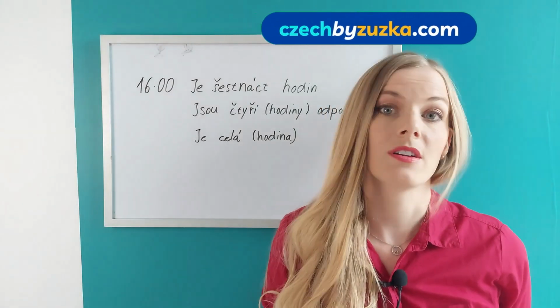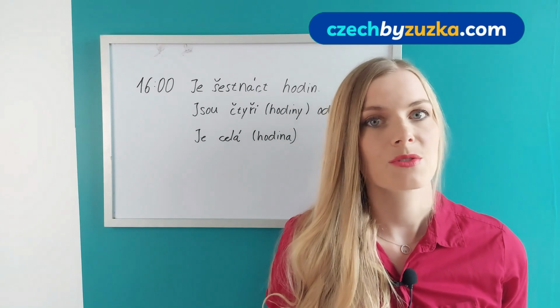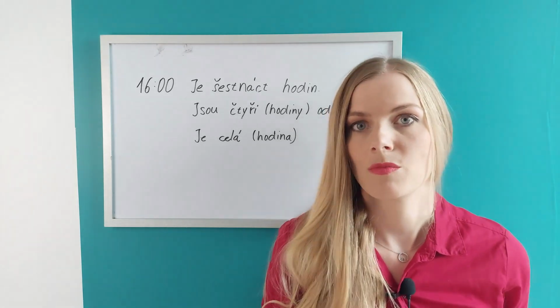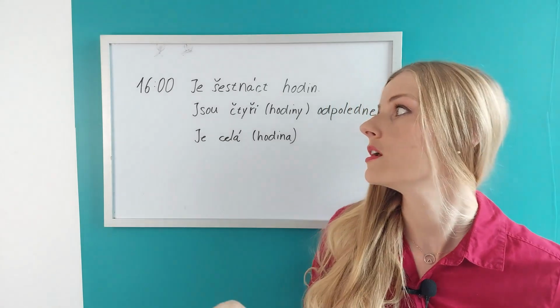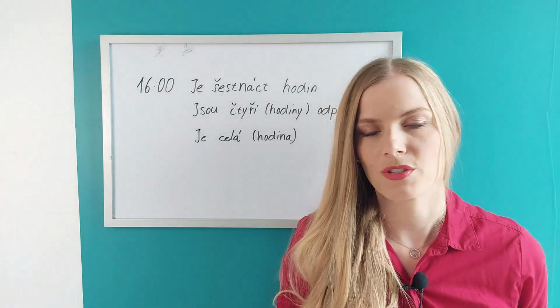Imagine it's 4 o'clock in the afternoon, 4 p.m. In the Czech Republic, we like to use the 24-hour system. So instead of writing 4 p.m., we would write 16. In another video, I mentioned how this works.